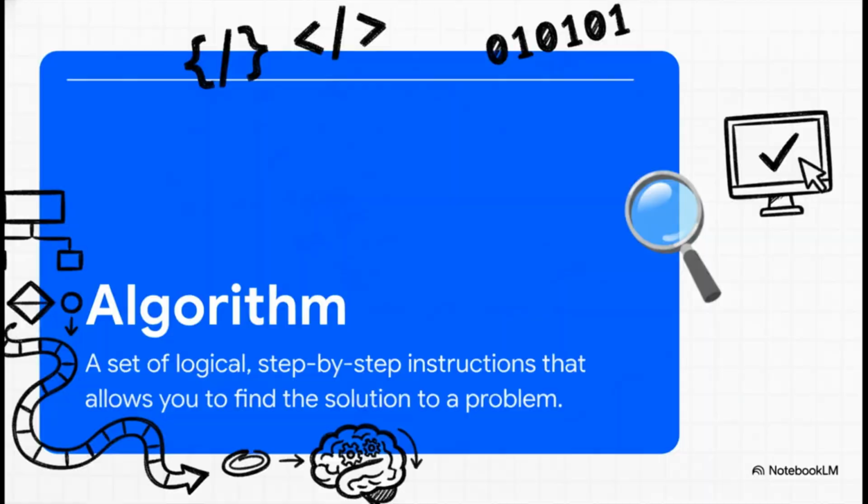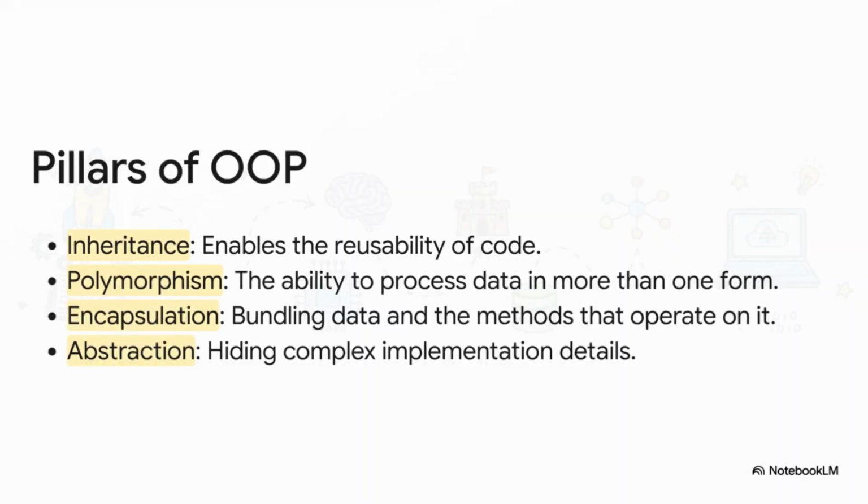Now, to turn that recipe into clean, organized, and manageable code, we often use a powerful style or philosophy called Object-Oriented Programming, OOP. And OOP stands on 4 main pillars. You've got inheritance, which is all about reusing code you've already written. Polymorphism, which is a fancy word for using one thing in many different ways. Encapsulation, which is like putting your data and the functions that use it into a neat little box. And finally, abstraction, which is all about hiding the complicated, messy stuff so you can focus on what's important.